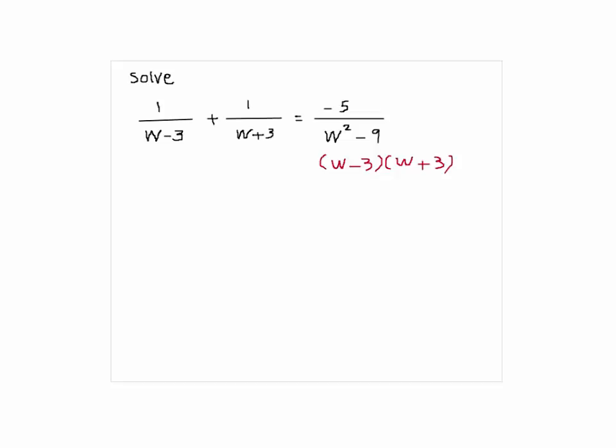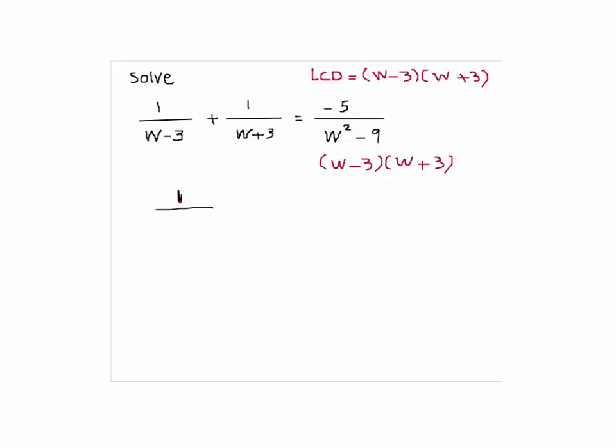What's the next step? Find the LCD. Okay, what is it? Which is w minus 3 times w plus 3. Okay, very good. Samantha, can you tell me what are we going to do with this information? What I'm going to do with this LCD that I found? What do I have to do with that? You're going to multiply the top and the bottom by the LCD.